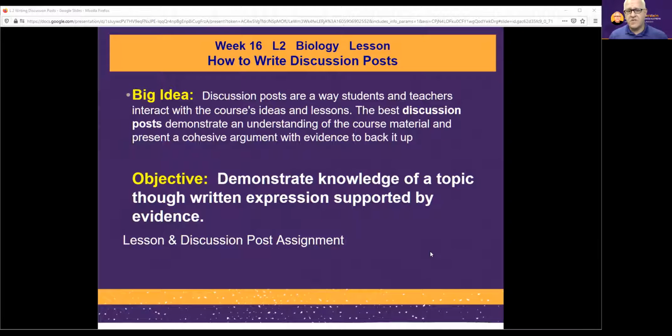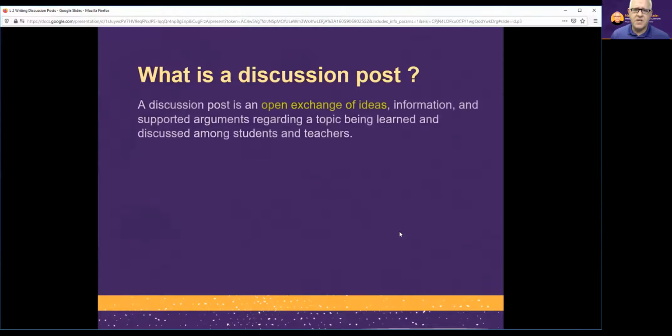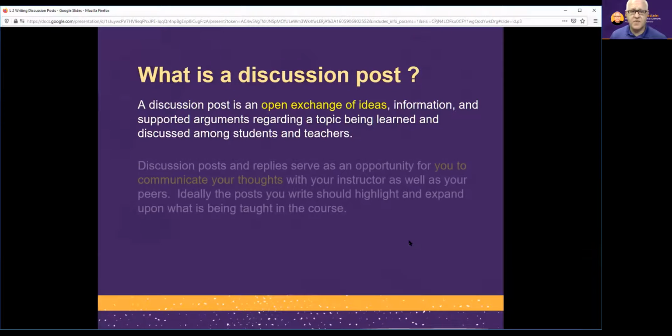And so our objective today is to demonstrate knowledge of a topic through written expression supported by evidence and how to create a discussion post. So what is a discussion post? Well, a discussion post is an open exchange of ideas, information, and supported arguments regarding a topic being learned and discussed among students and teachers.